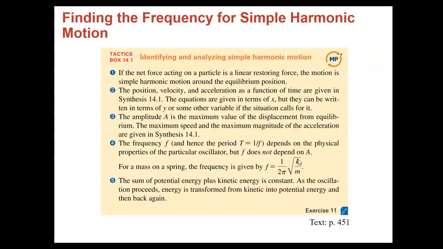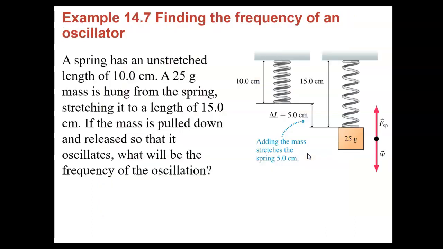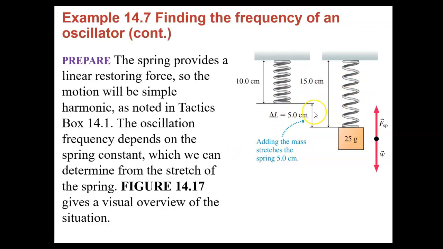Okay, I'm going to have you just read this over. All right, so if we have a spring that's unstretched at a length of 10 centimeters, then we add a 25-gram mass to it, and it stretches to 15 centimeters. If the mass is pulled down and released so that it oscillates, what will be the frequency of the oscillation? So this is our situation. The oscillation frequency depends on the spring constant, which can be determined from the stretch here.